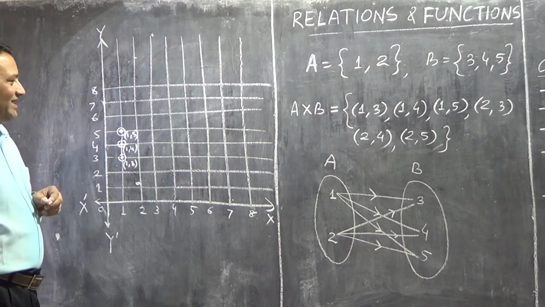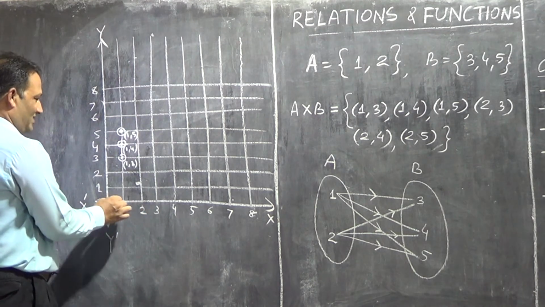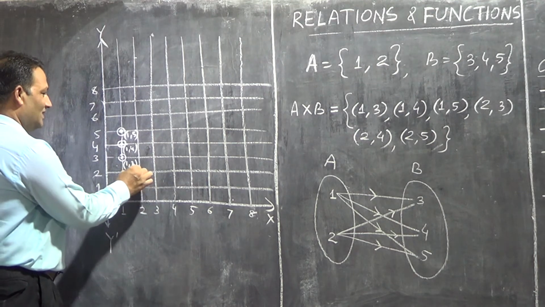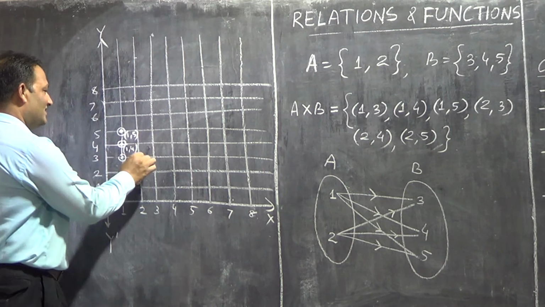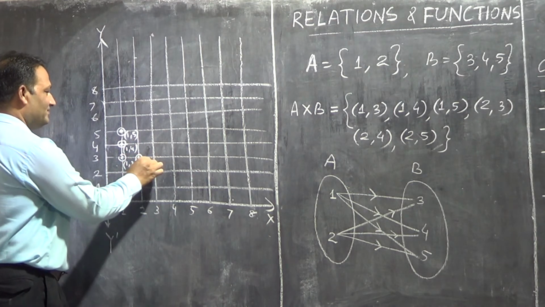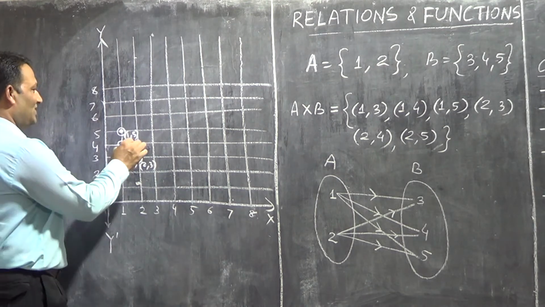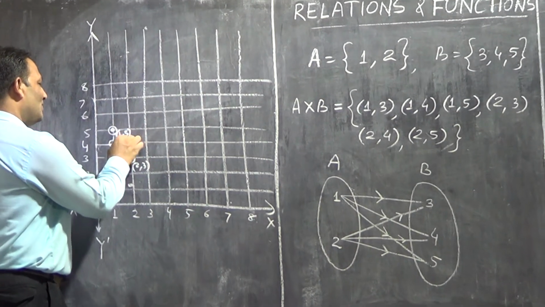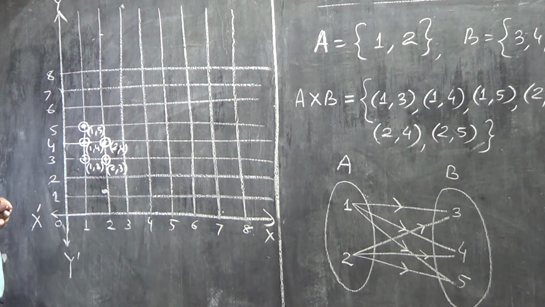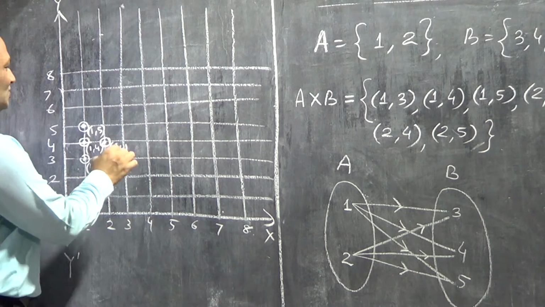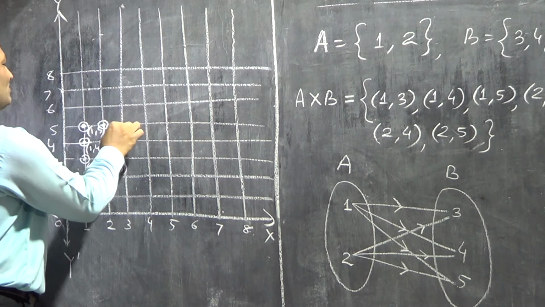Then similarly I will get 2 3. So 2 3, 1 2 and 1 2 3. This is 2 3. This is 2 3. Then I can get 2 4. I will get here 2 4. This is 2 4. Then I will get 2 5. This is the point 2 5.